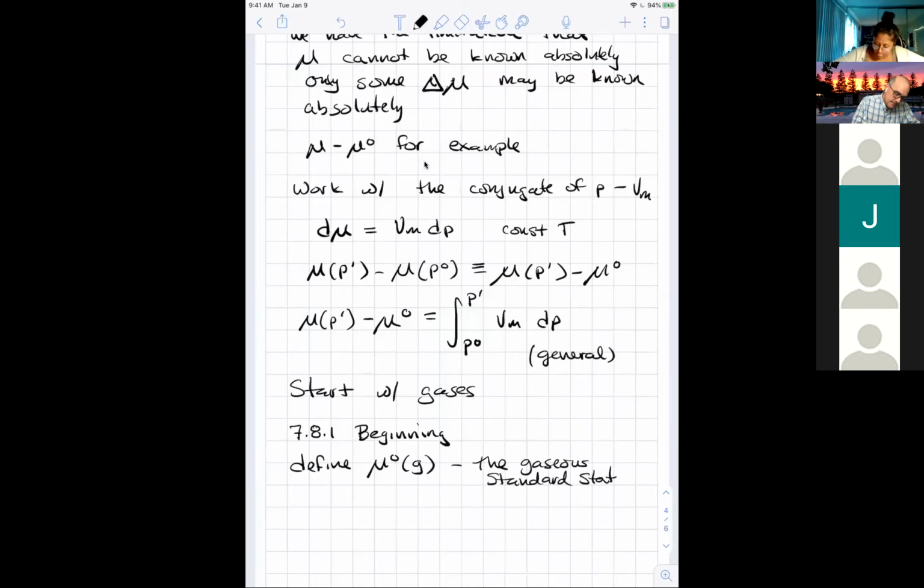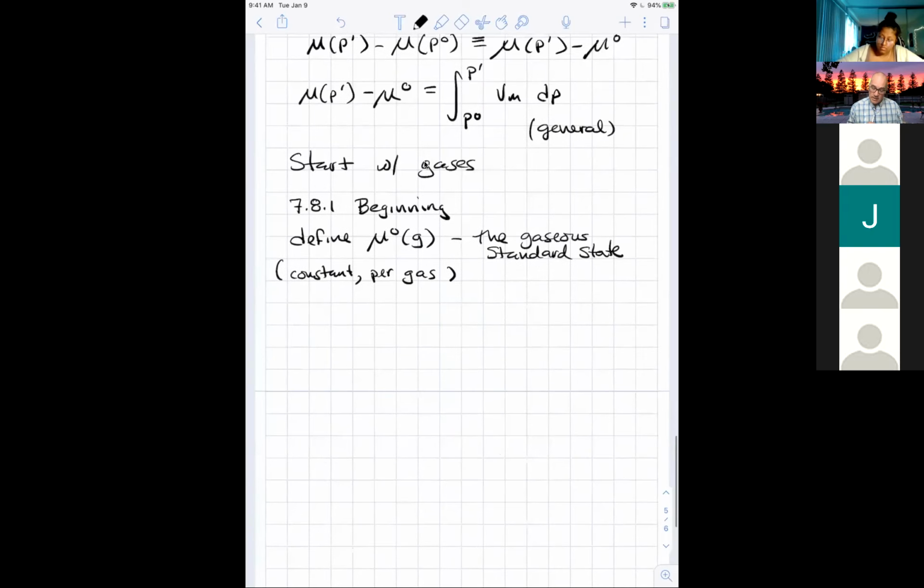Now, of course, if we're going to deal with gases, we're going to define the standard state relative to the gas standard state, but we're introducing a new notation here, right? This is the gaseous standard state chemical potential. This is going to turn out, depending on the gas that we have, to be a constant, right? Because it's a fixed pressure for a fixed substance. So it is a constant. We just might not know what that constant is at this point.